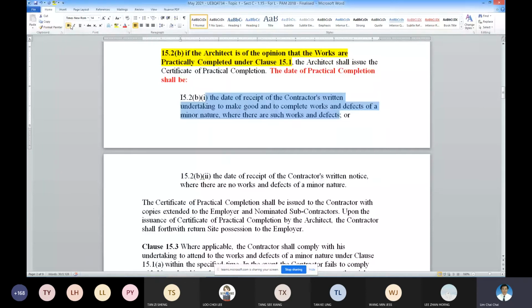The first lease. Okay. So this is the date of receipt of the contractor undertaking, if there is a lease to make good the defect. So this is the date. If there is no such thing, then the date will be the written notice by the contractor when you submit that document for the architect to come to inspect whether the work is completed.